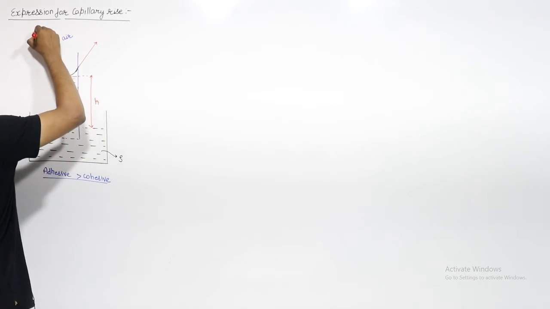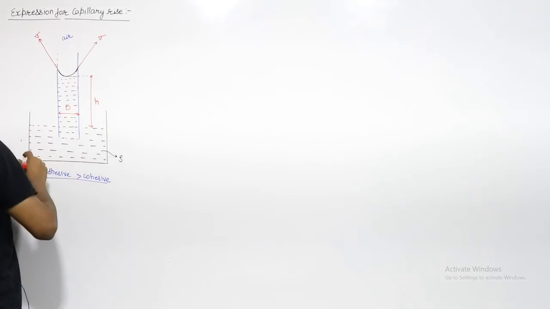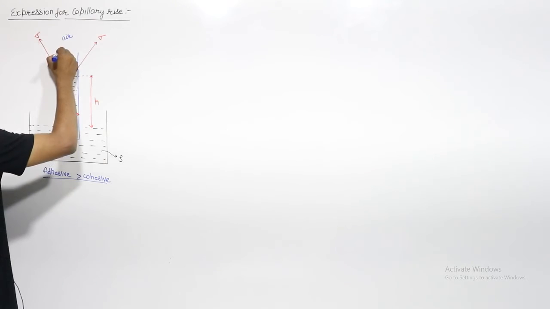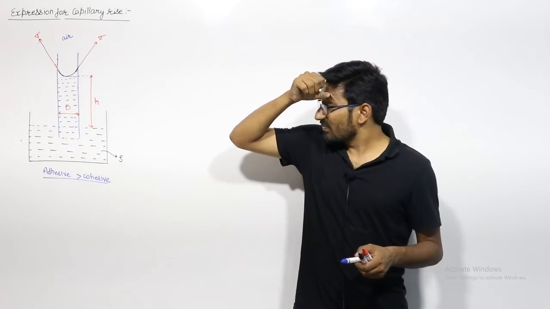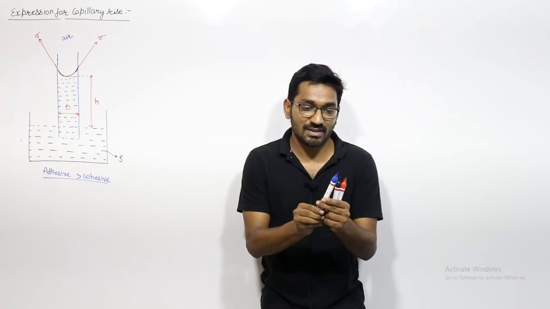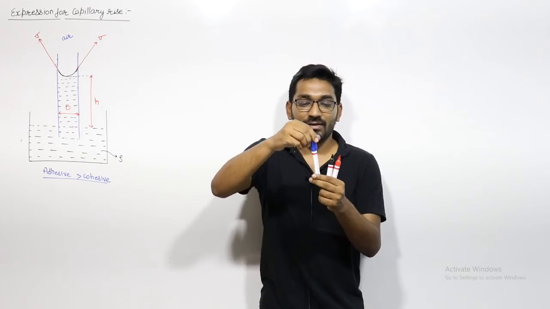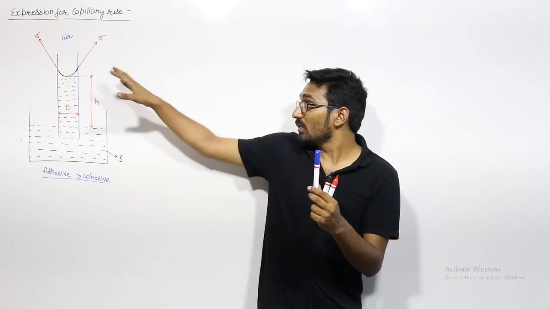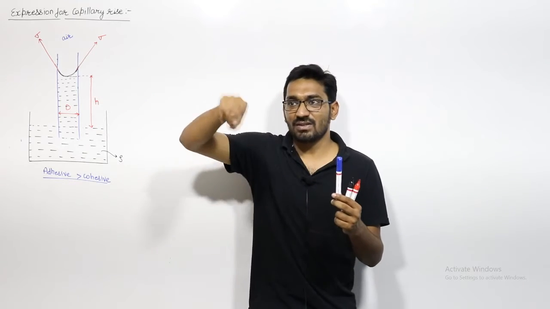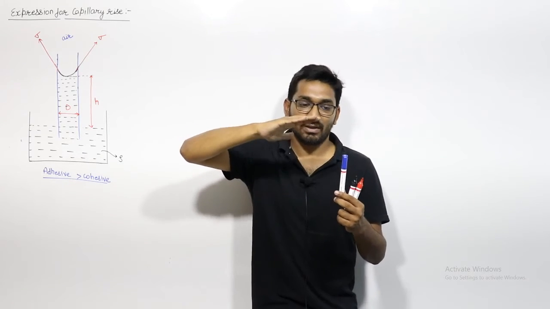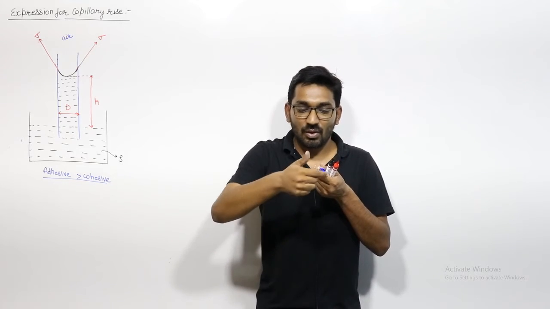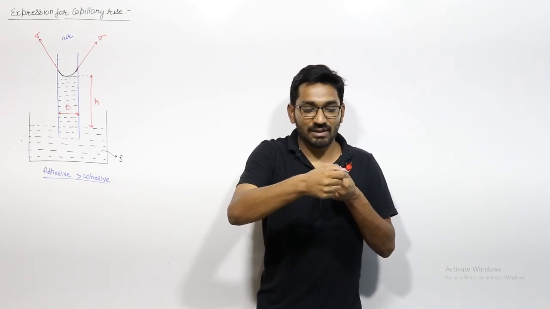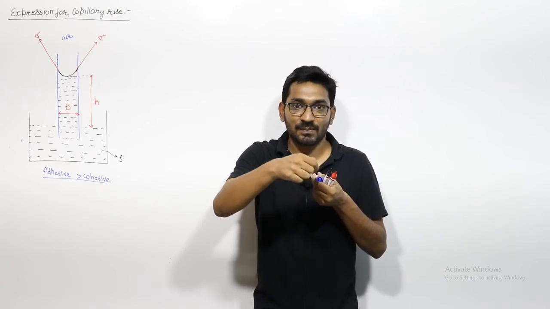So surface tension sigma is the surface tension between this liquid and air interface. Don't confuse that there are two forces. This is a cylindrical tube, and you have the liquid surface. Suppose this is not in this shape, but simply horizontal. On this surface, at each and every point, surface tension is acting, right?